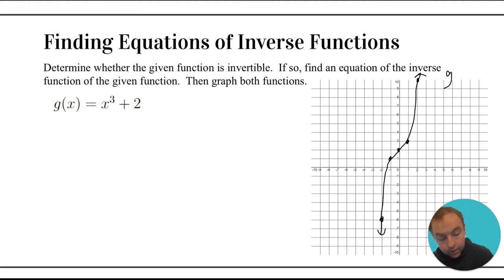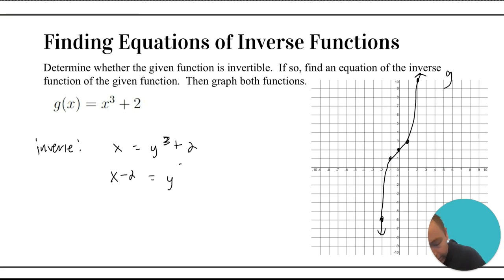You'll see that it does pass the horizontal line test in addition to the vertical line test. So g is going to be invertible. So to get the equation for the inverse, you'd have to switch the x and y's around and then solve. So to solve this for y, you'll want to try to get the y to the third alone first, and then you'll have to undo the cubing of it as well after you've gotten the y to the third alone. So subtract 2 from both sides first, you'll get this.